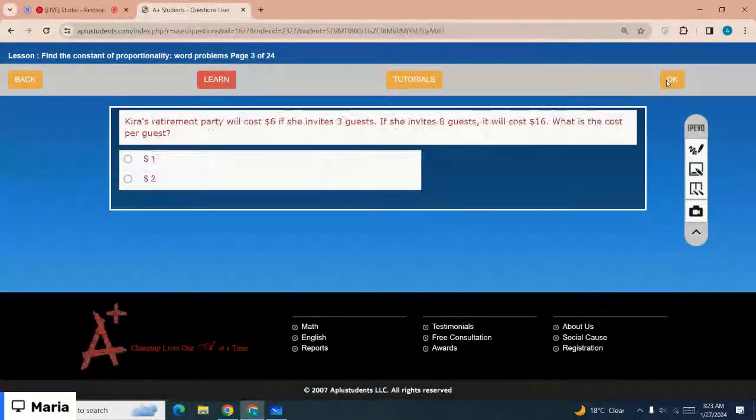Kira's retirement party will cost $6 if she invites three guests. If she invites eight guests, it will cost $16. What is the cost per guest? Which is the correct option?